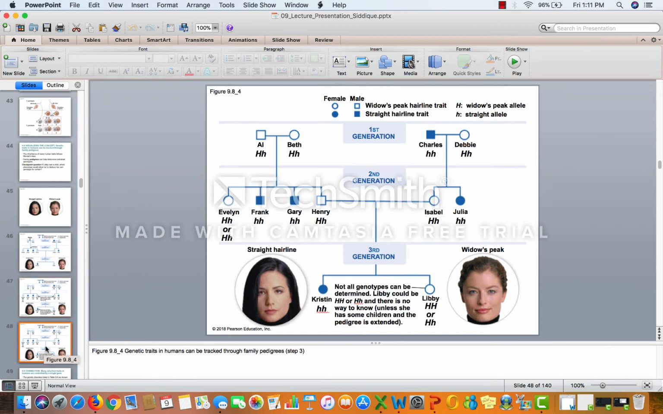Down here, not all genotypes can be determined. Libby could be homozygous dominant for the widow's peak, or she could be heterozygous. But that's really unknown because unless she has some kids, we don't know exactly what her genotype is, okay?